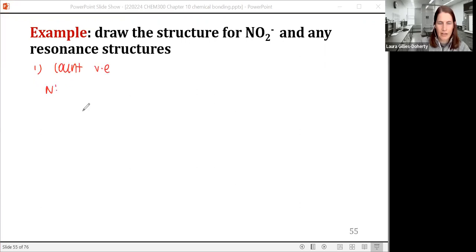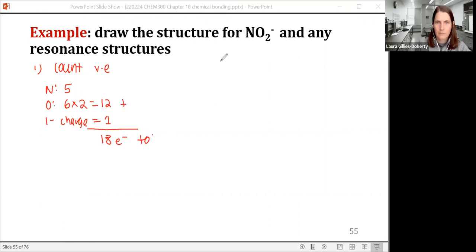So nitrogen has 5, oxygen has 6. We have 2 of those equals 12. And then we have a -1 charge. So we have to add another electron in. So when we add that up, 5 plus 12 plus 1, we get 18 electrons total. So now we're ready to draw it.